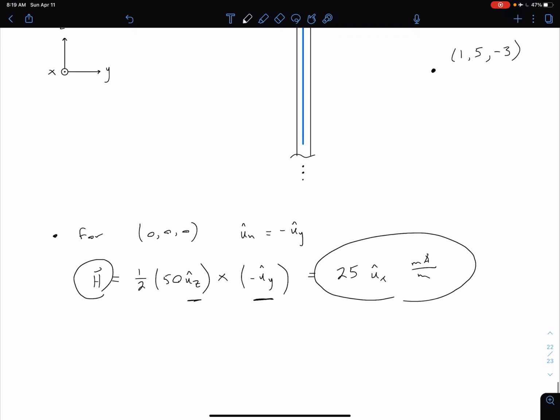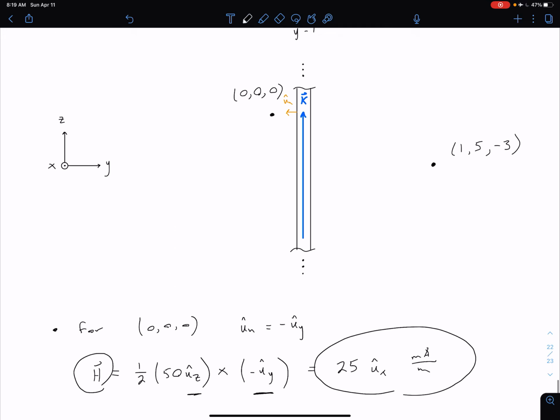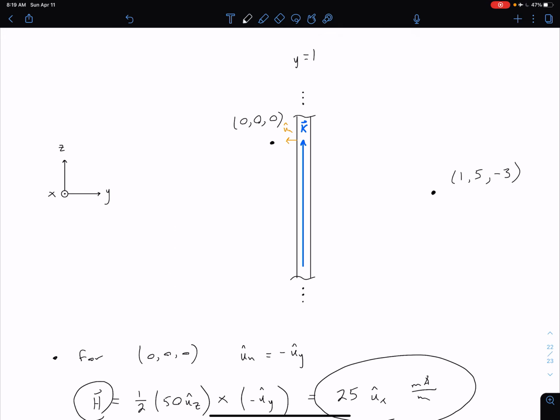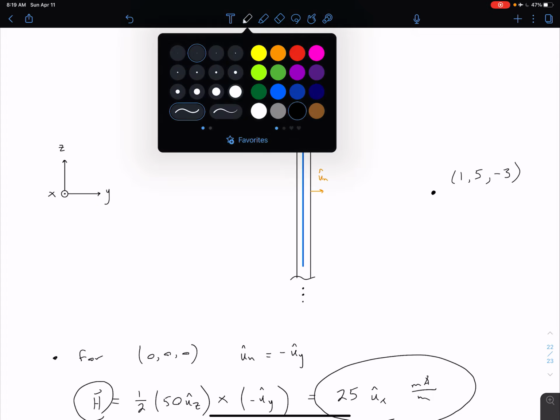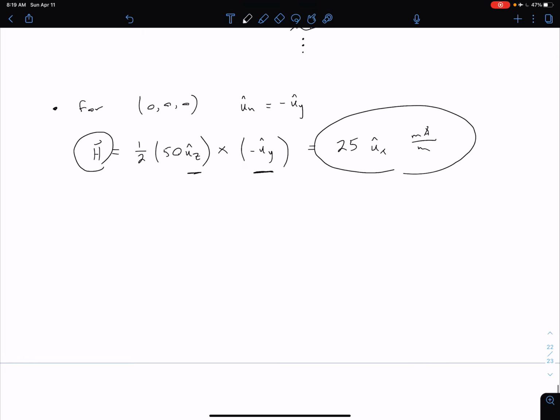Let's now consider our point (1, 5, -3) on the other side of our infinite plane. In this case, our unit normal is going to be different. Again, it's from our sheet to the point of interest, so it's going to be in this direction. Comparing to this, we can see that's in our positive y direction. So for our other point, (1, 5, -3), our unit normal vector is now in the positive y direction.